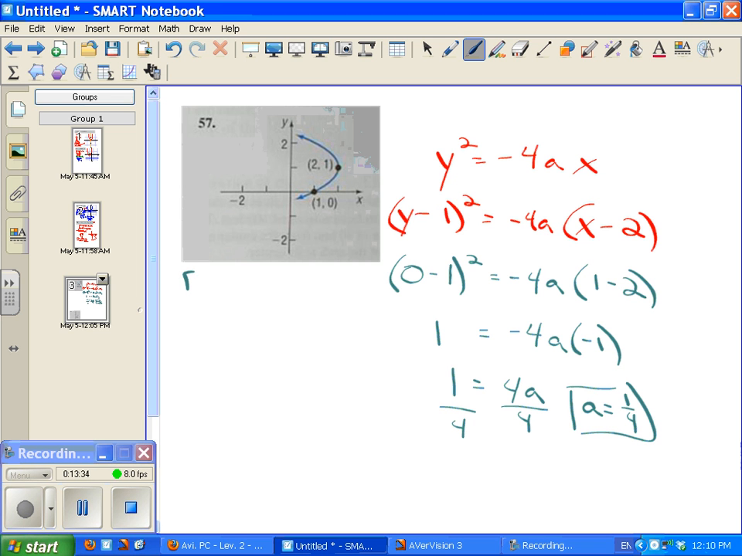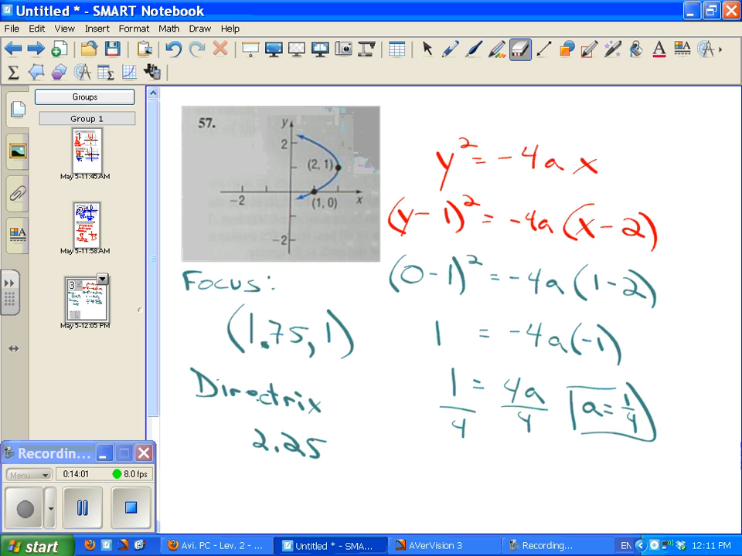So that means that my focus is going to be 1/4 inside my parabola here. It's 1.75, 1. All right, where will the directrix be? 2.25 equals x. Good.